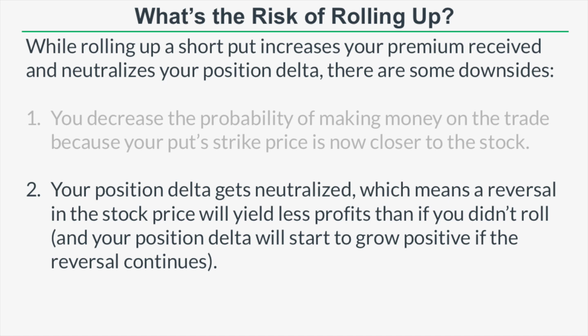So in the previous example, the position delta before rolling up the short put was -44. That means if the stock price actually fell by $1, we were expected to make $44. However, after we rolled up the short put and our position delta adjusted to -20, if the stock price fell by $1, we would only be expected to profit by $20. And lastly, there is a possibility that the stock price reverses completely, in which case your position delta will start to grow positive, which means you'll start to lose money as the stock price continues to decrease.